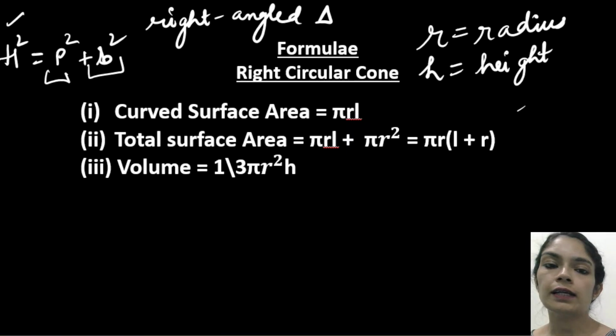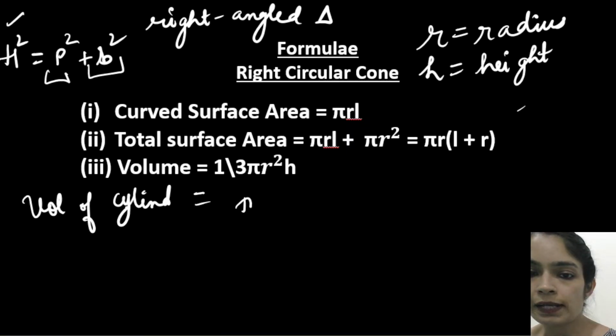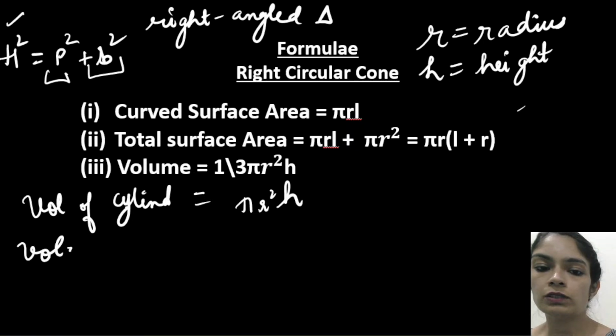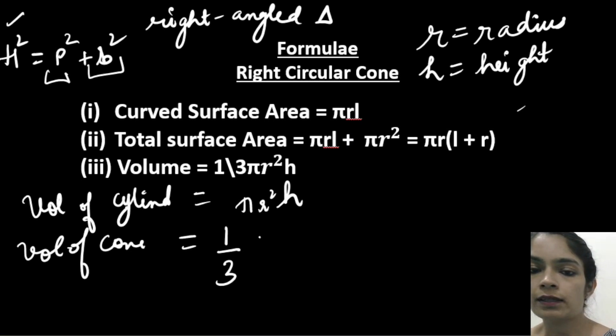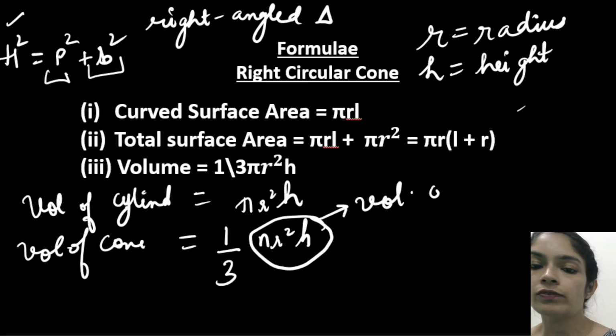We know this thing. In the previous exercise we have done the volume of a cylinder. So the volume of a cylinder is how much? The volume of a cylinder's formula is pi r square h. But the volume of a cone's formula is what? Volume of cone is equal to 1 by 3 pi r square h. This part is what? This is the volume of the cylinder.